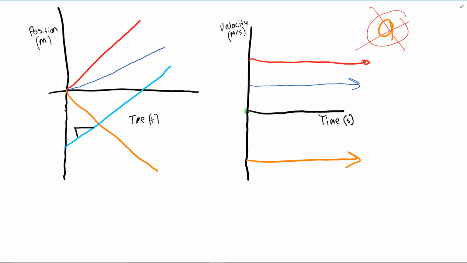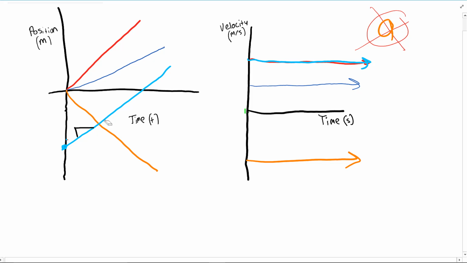But this is here to show you that it doesn't matter where the line starts. The velocity versus time graph only cares about the slope. So the velocity versus time graph for this blue one will look like this, same as the red one, because the slope is the same. It does not matter where you are at. So that's unaccelerated motion, and hopefully it's pretty easy.